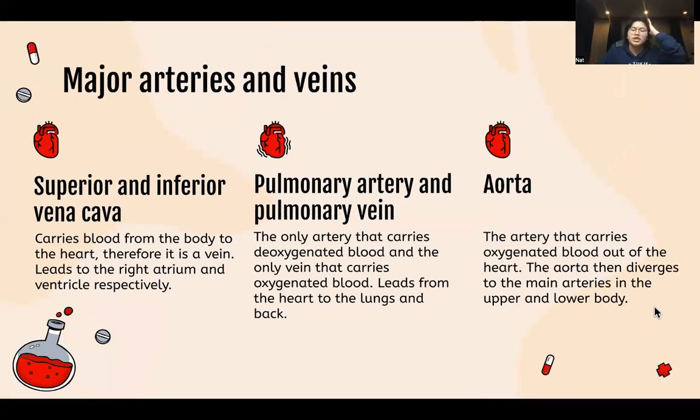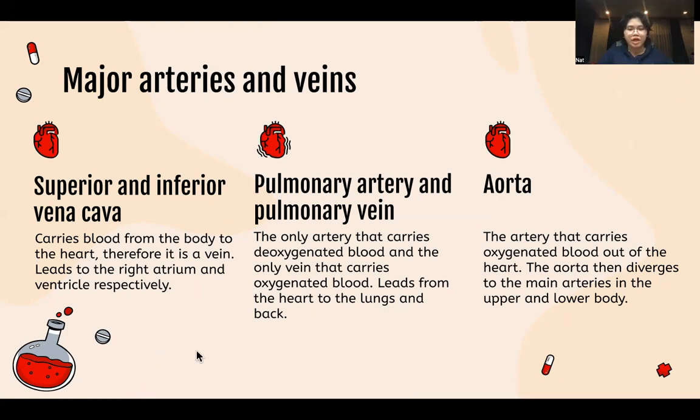And here are the major arteries and veins. There is the superior and inferior vena cava, which carry blood from the body to the heart, and therefore it is a vein. The superior vena cava is on top, which means that it leads to your right atrium, and your inferior vena cava leads to your right ventricle.